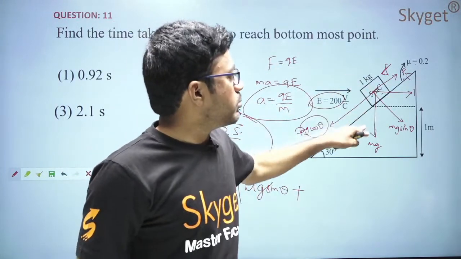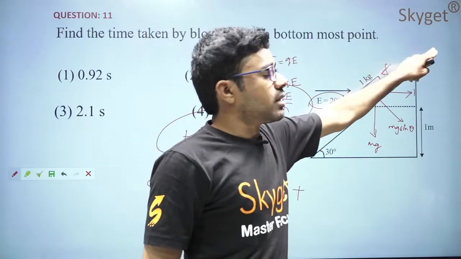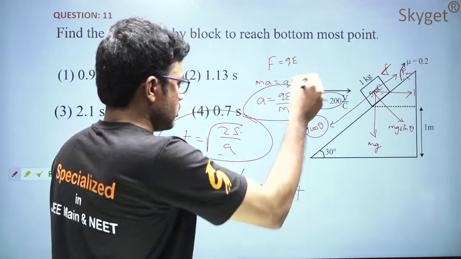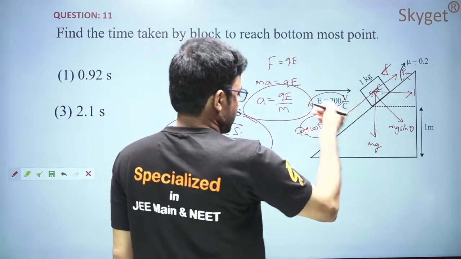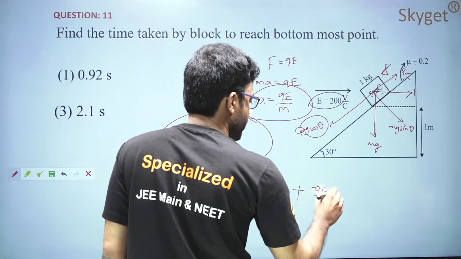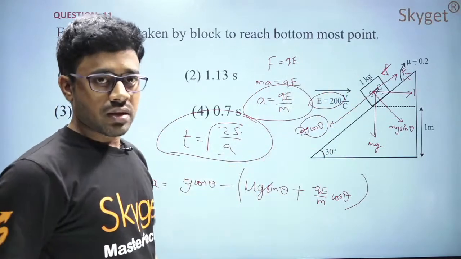But as the block can move only parallel to the inclined plane, this force acts upwards, that is the horizontal component, Fx. So you have to write it as Fx cos theta, that is QE by M cos theta. So this is the total acceleration it will become.